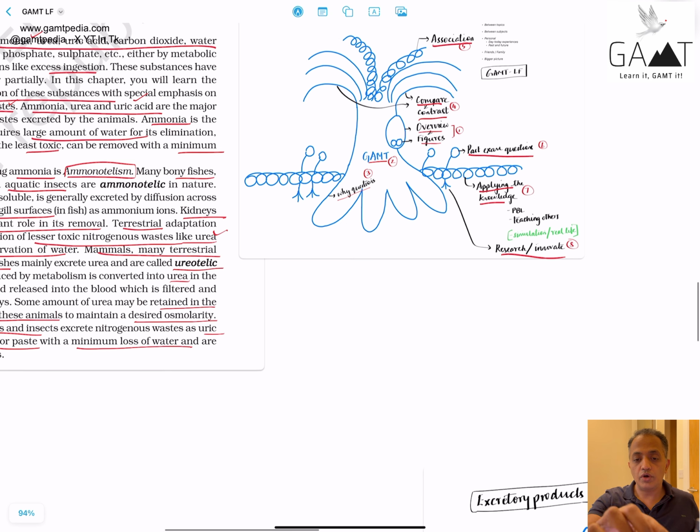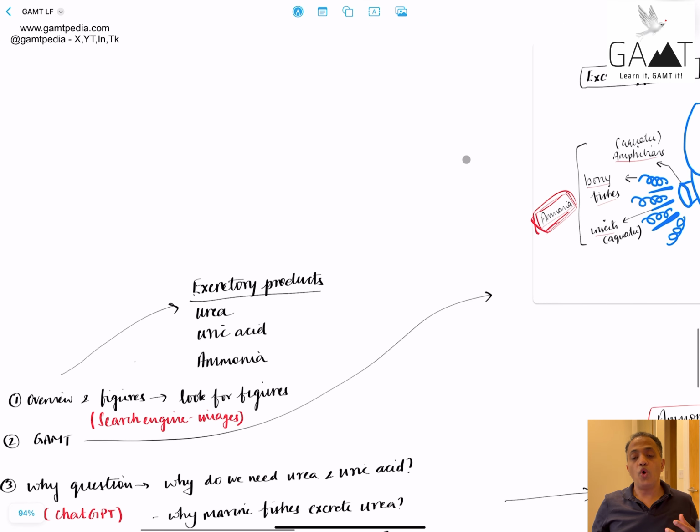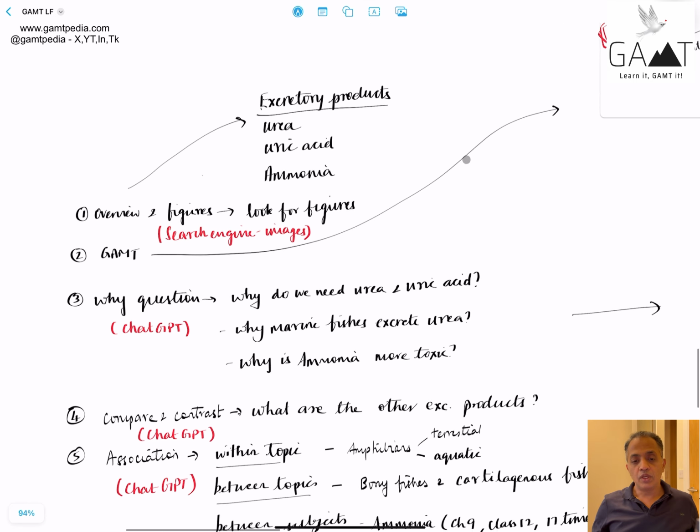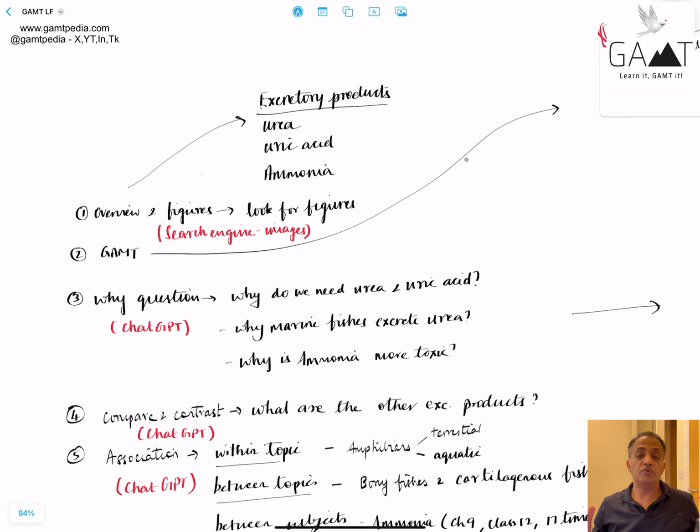So what we've done so far, we looked at the overview, we looked at the figures, we generated a GAMT. So we're going to go to the why zone, the question zone. So what are you going to do? What are the types of why questions you can ask in this topic? Now I came up with a few other questions. You might have more than this.